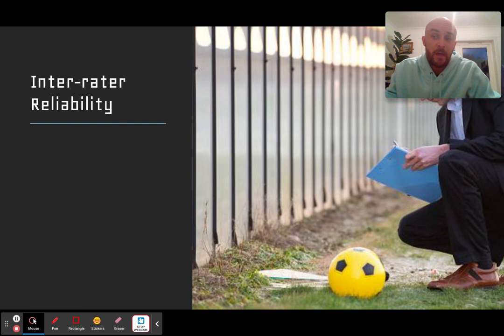Inter-rater reliability, on the other hand, is essentially done, and it's worth noting this down, mainly through observations, and you are looking for reliability between observers.